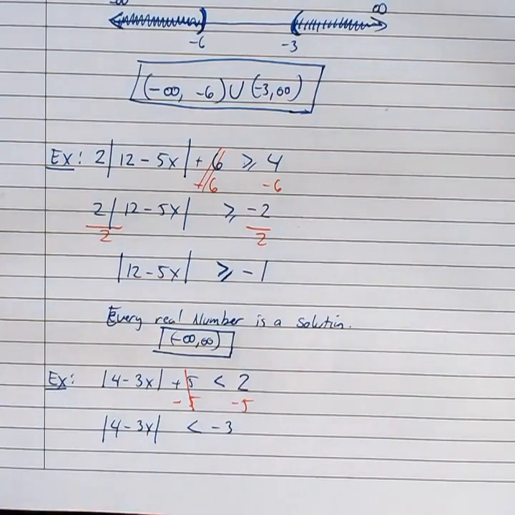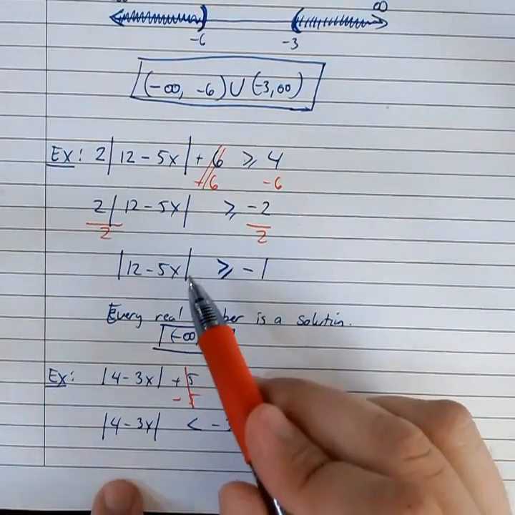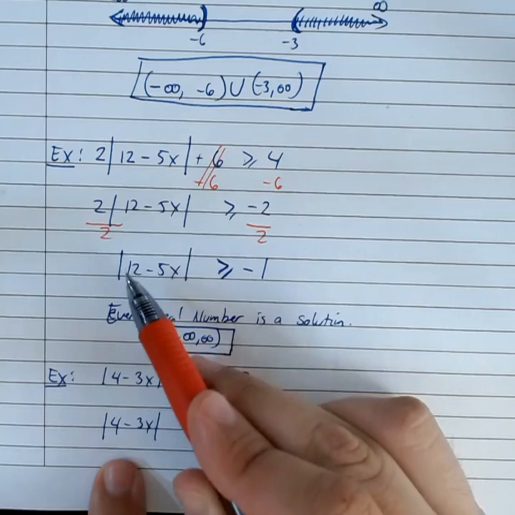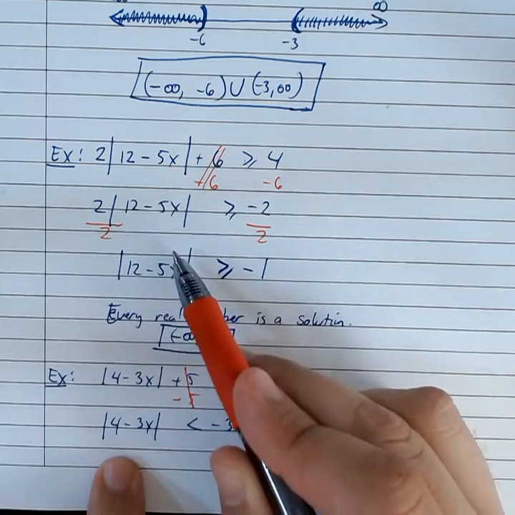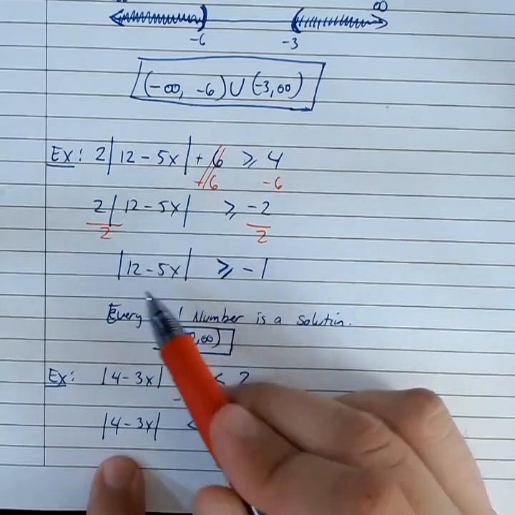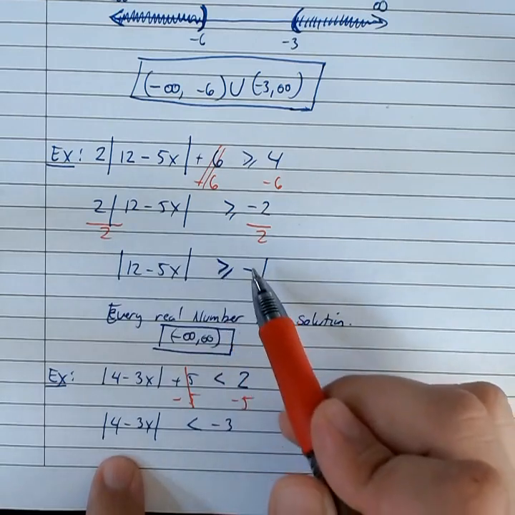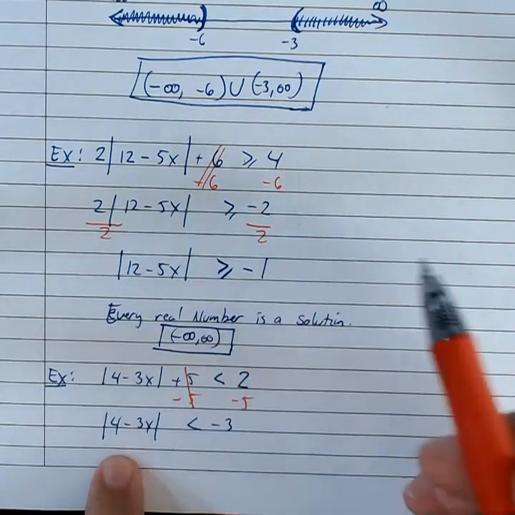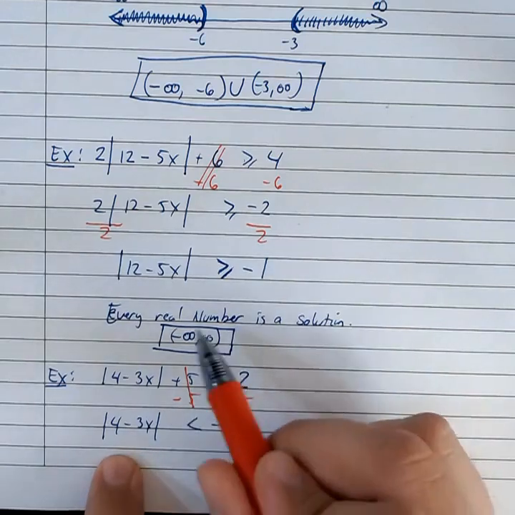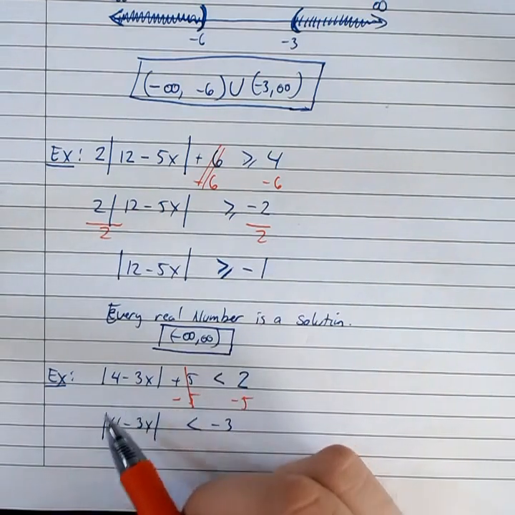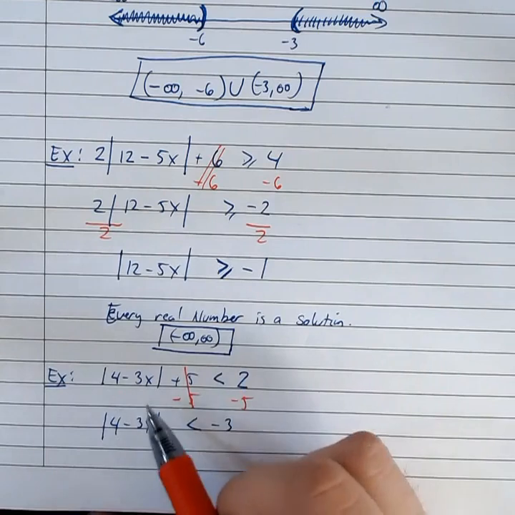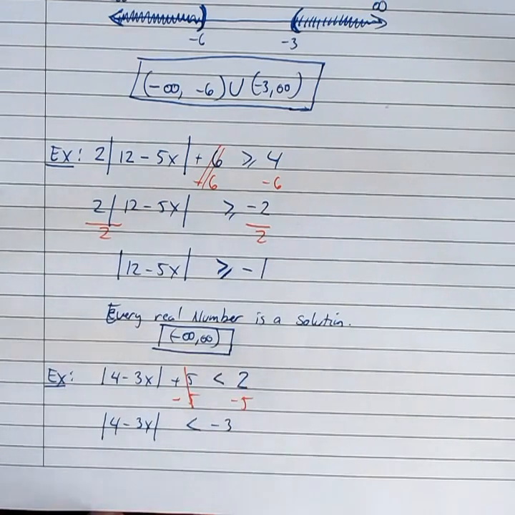And now I'm done. Because over here we were saying what positive number, after all, absolute values have to be positive or 0. What positive number is greater than -1? Well, all of them. They're all greater than -1, right? So every real number works. This one's saying something very different. This one's saying what positive number is less than a negative?